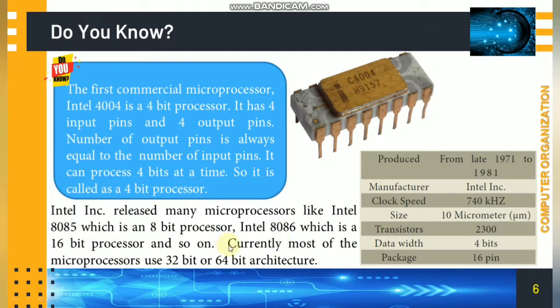Later on, Intel Incorporation released many microprocessors such as Intel 8085, which is an 8-bit processor, Intel 8086, which is a 16-bit processor, and so on. Currently most of the microprocessors use 32-bit or 64-bit architecture.